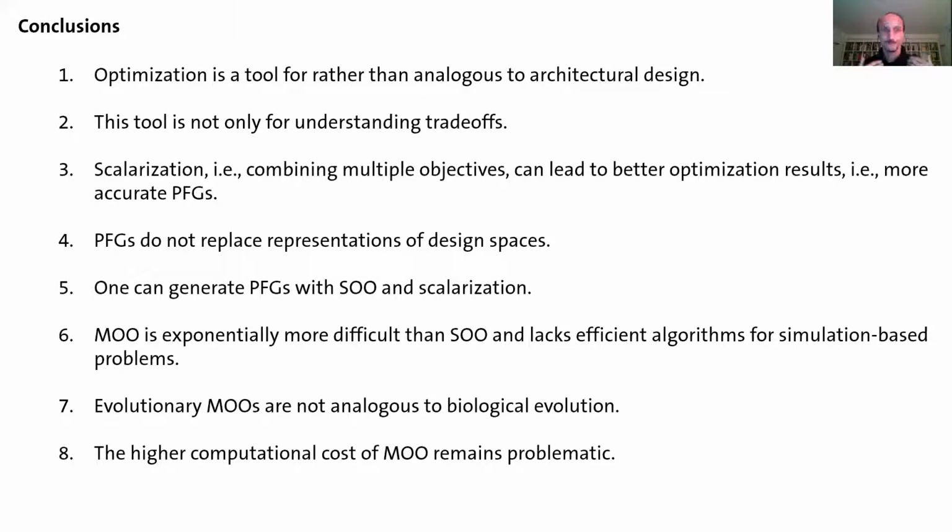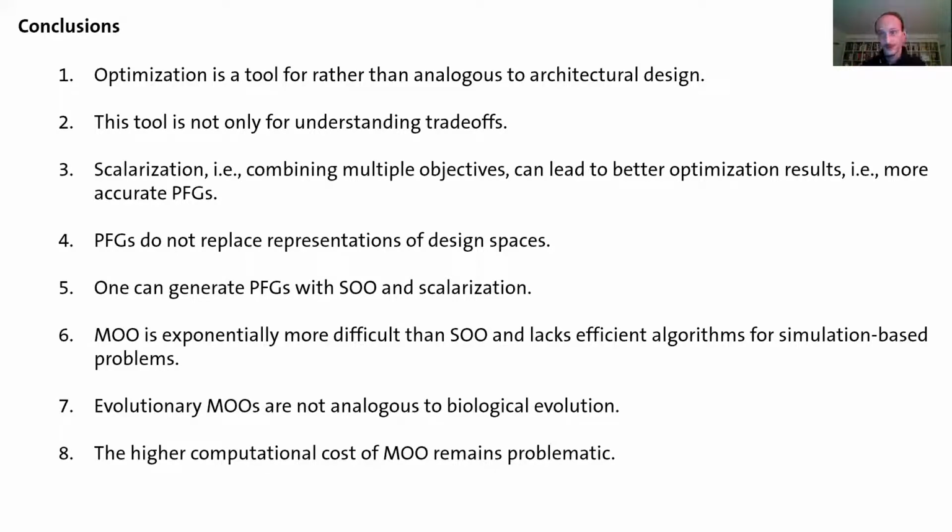So to wrap up, optimization is a tool, rather than analogous to architectural design. And this tool is not only about trade-offs. We can use scalarization if we want more accurate optimization results by simplifying the problem and using more efficient, more grounded single objective optimization algorithms. Pareto front graphs are not a replacement for other representations of design spaces. One can also generate Pareto front graphs with single objective optimization and scalarization.